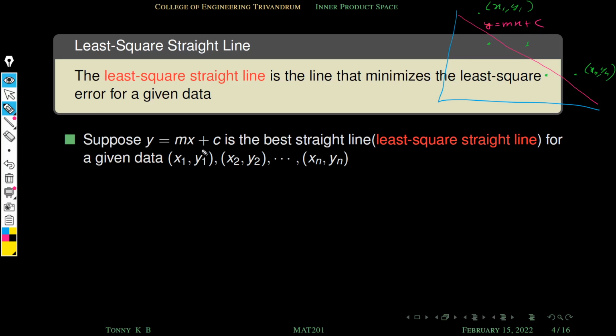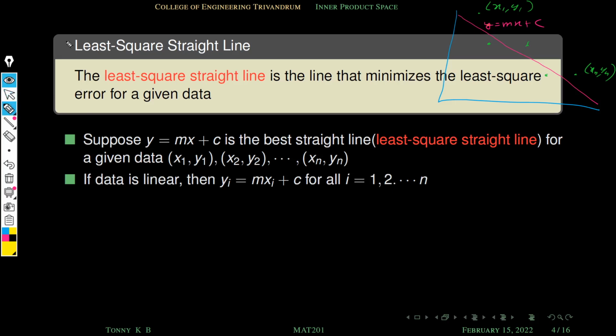Okay. So suppose y equals mx plus c is the best straight line in this sense for a given data. If data is linear, suppose these data points are linear, then it is clear that all the data points belong to the straight line, right? That means the data points satisfy this straight line equation. So that's why yi equals mxi plus c. That means x1, y1 satisfies the straight line. So y1 equals mx1 plus c.